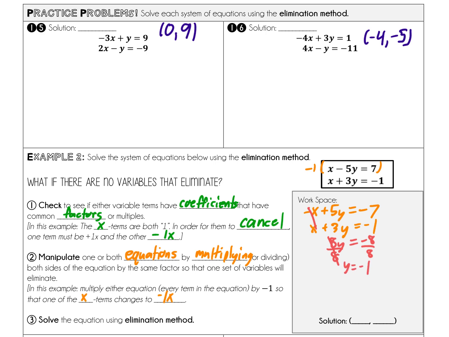Plugging this into the original equation, x plus 3y equals negative 1, we get x plus 3 times negative 1 equals negative 1, or x minus 3 equals negative 1, and adding 3 to both sides gives us x equals 2, so our solution is the point 2, negative 1.